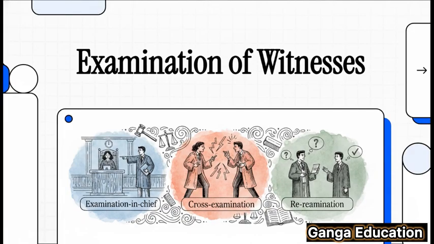Welcome, everyone, to Ganga Education. Today, we're going to dive into 3 of the most foundational sections. That's sections 142, 143, and 144. These sections literally set up the entire framework for witness examination. And for your judiciary and APO exams, this topic is absolutely crucial.